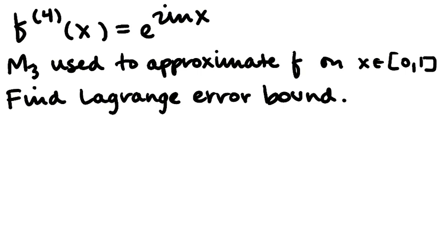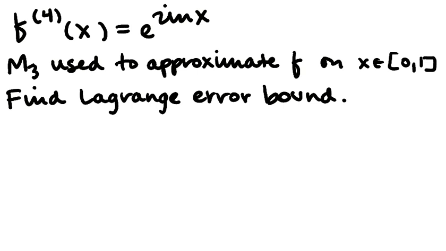The first example I've got, this is some kind of old multiple choice question. I didn't write out the whole statement of the question, but I'll read it to you. The function f has derivatives of all orders for all real numbers, and f's fourth derivative is e to the sine x. If the third degree Maclaurin series for f is used to approximate f on the interval 0 to 1, the closed interval 0 to 1, what is the Lagrange error bound for the maximum error on the closed interval 0 to 1? Okay.